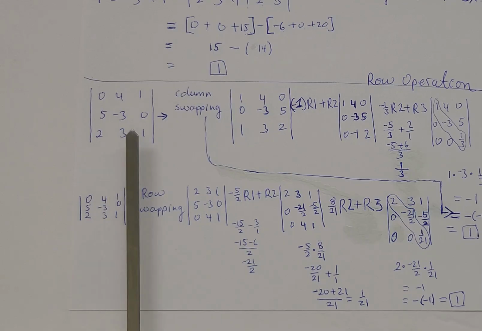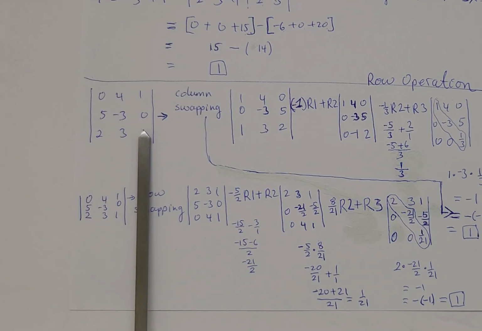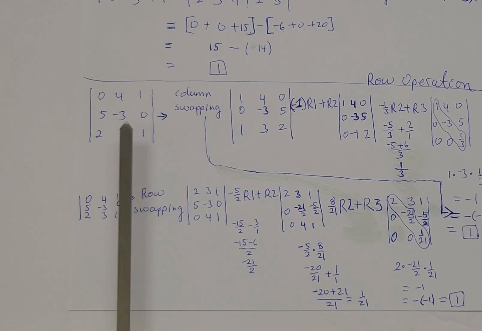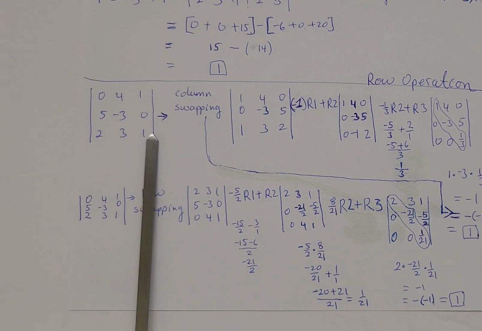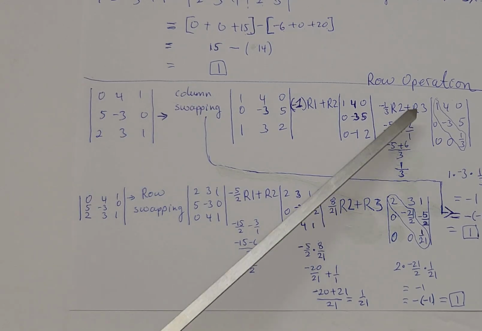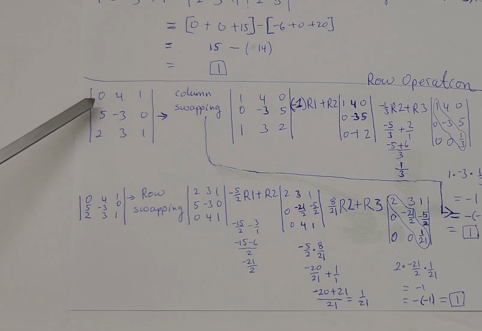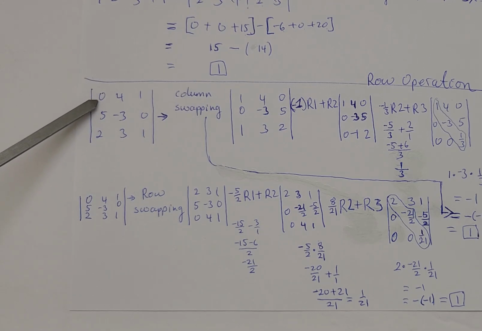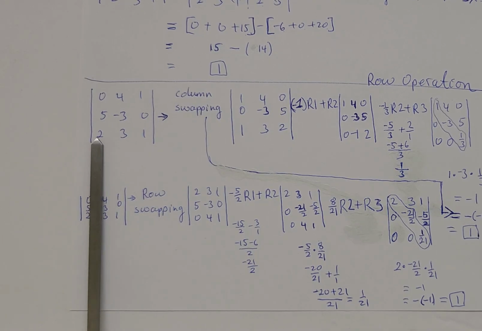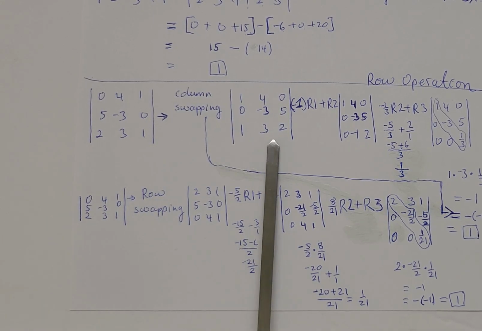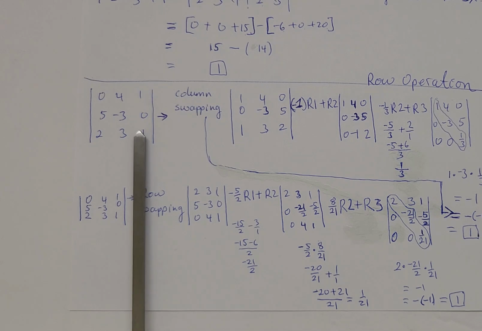So all I'm doing is I'm just going to swap column 3 and column 1. I'm just switching them. One more time. When you do row operation, this right here cannot be a 0. It could be any number you want, but cannot be 0. So I am switching column 1 and column 3. That's what I have here.